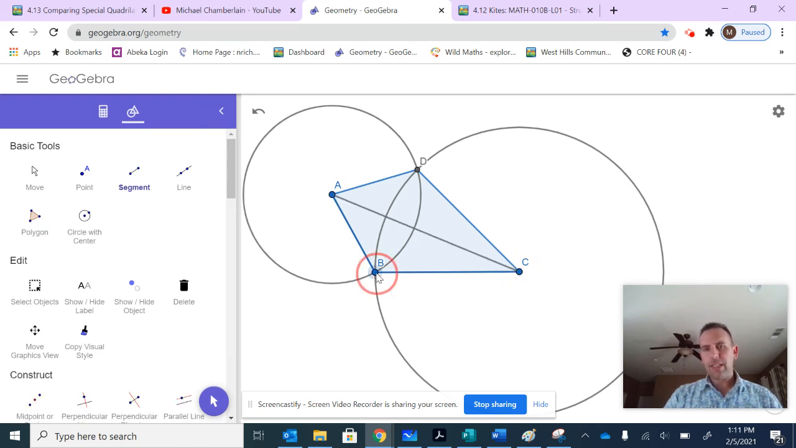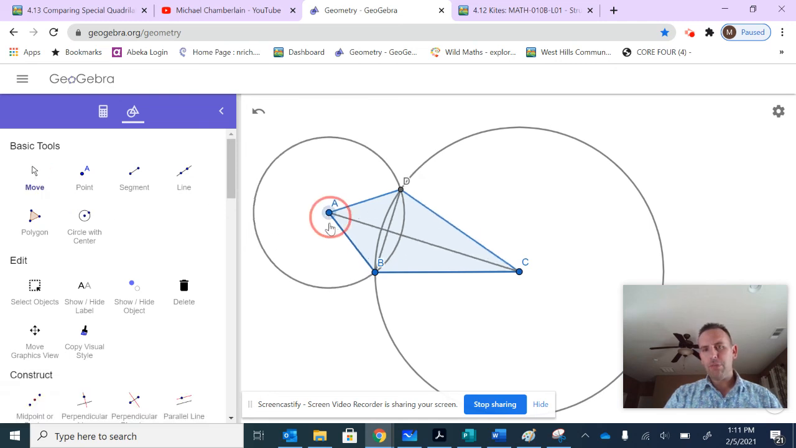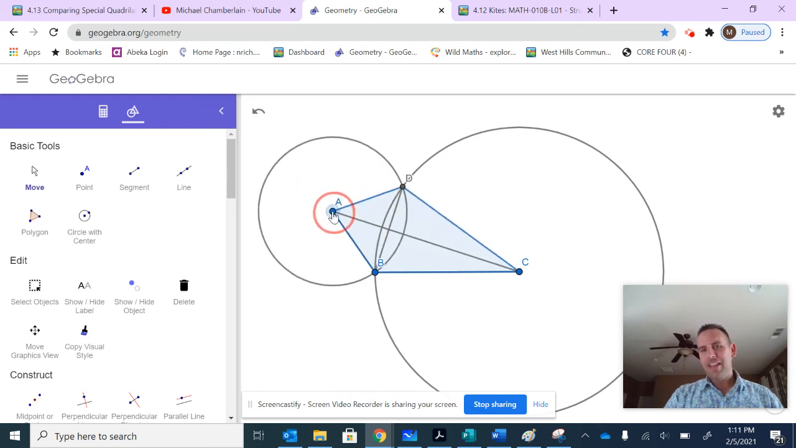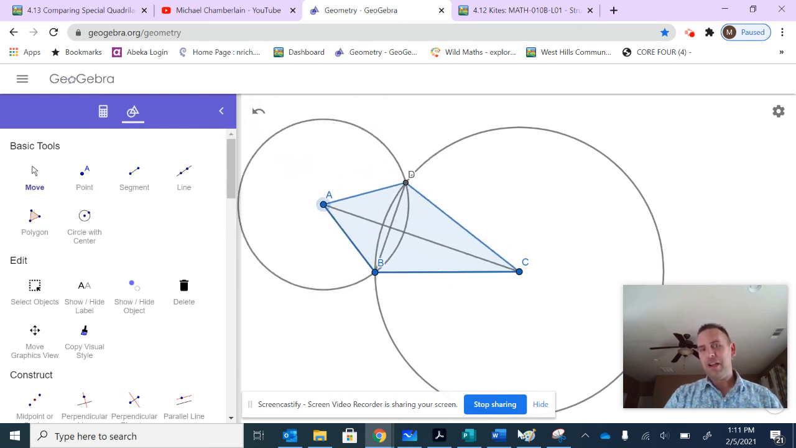If you connect A to C, and B to D, you can really tell that those look to be perpendicular, and you can play with the tools to verify that no matter how you change it, as long as you have a kite that's not a dart, you have that perpendicular.